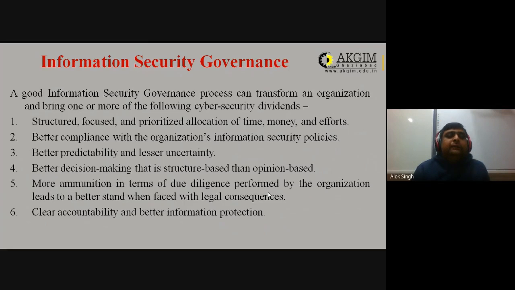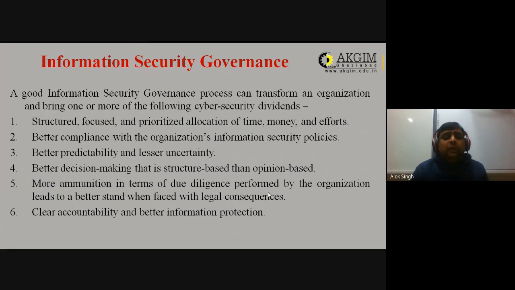Next, better compliance with the organization's information security policy. If you have taken a ready-made standard, like I have told, ISO 27000 is for information security, and you have deployed that, then you should have better compliance with the organization's information security policy. Better predictability and lesser uncertainty would be there, meaning you should systematize the process. Next is better decision making that is structure-based rather than opinion-based.